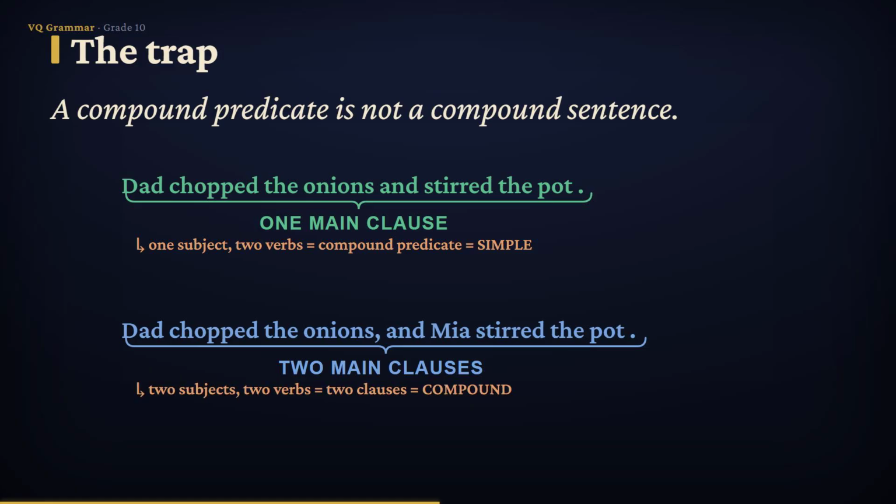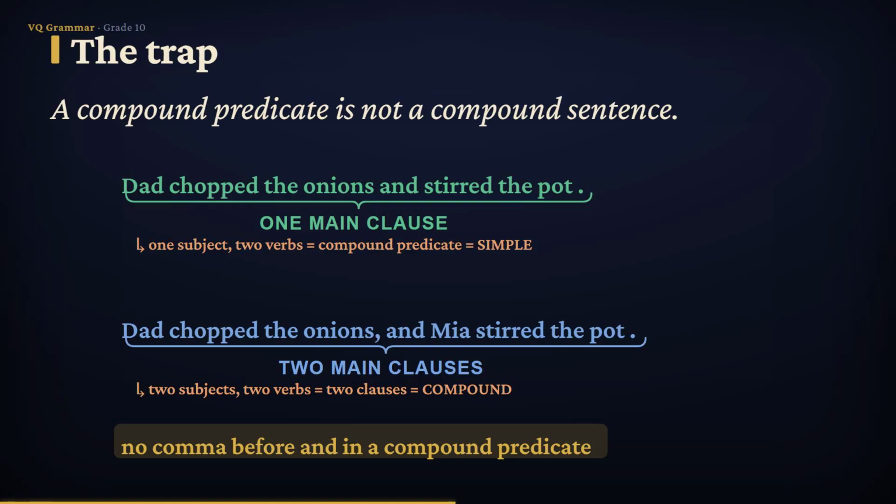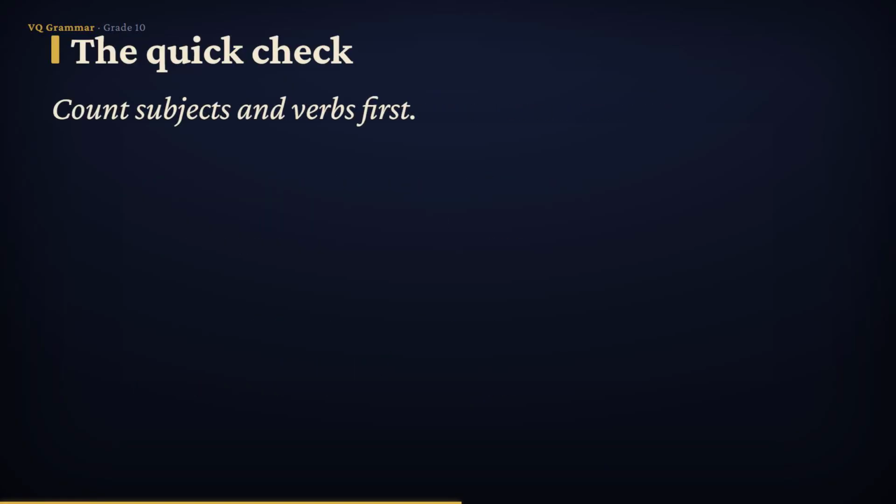That second half could walk away and be a whole sentence by itself. And notice the comma. It arrives only when a real second clause arrives. Never put a comma before "and" when you only have a compound predicate. Let's turn all of that into a check you can run in a few seconds.